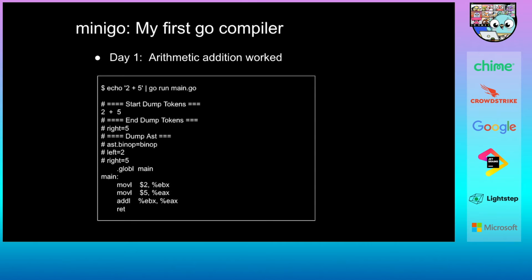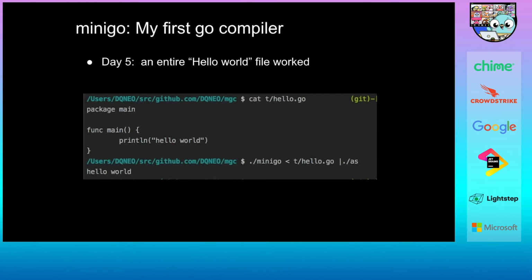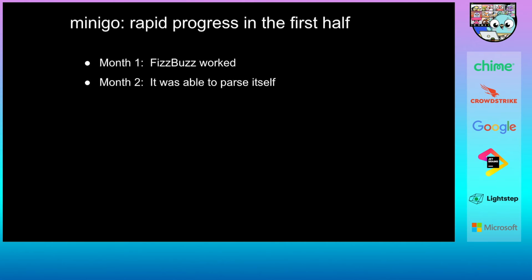On the first day, arithmetic addition worked because I already knew how a compiler works. On the second day, function call worked. On the fifth day, an entire Hello World file worked. In the first month, Fizzbuzz worked. In the second month, it was able to parse itself. I made rapid progress in the first half.